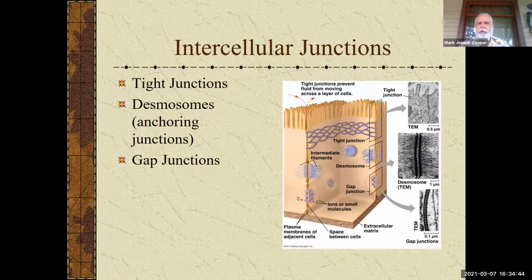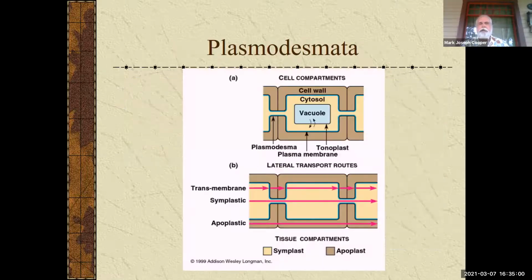So again, tight junction and desmosomes, both are just holding the cells together. The difference is the desmosomes have intermediate filaments that are attaching it and holding it together. And then the gap junction is where you're actually getting communication going across. And then in the plant cell, it's the plasmodesmata, or plasmodesma, where you're breaking the cell wall, allowing for information to be passed.